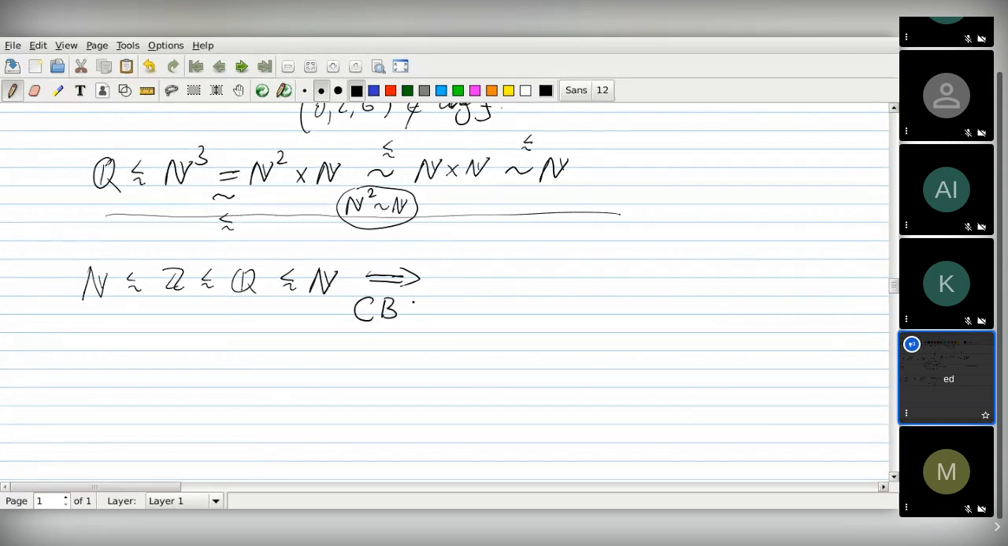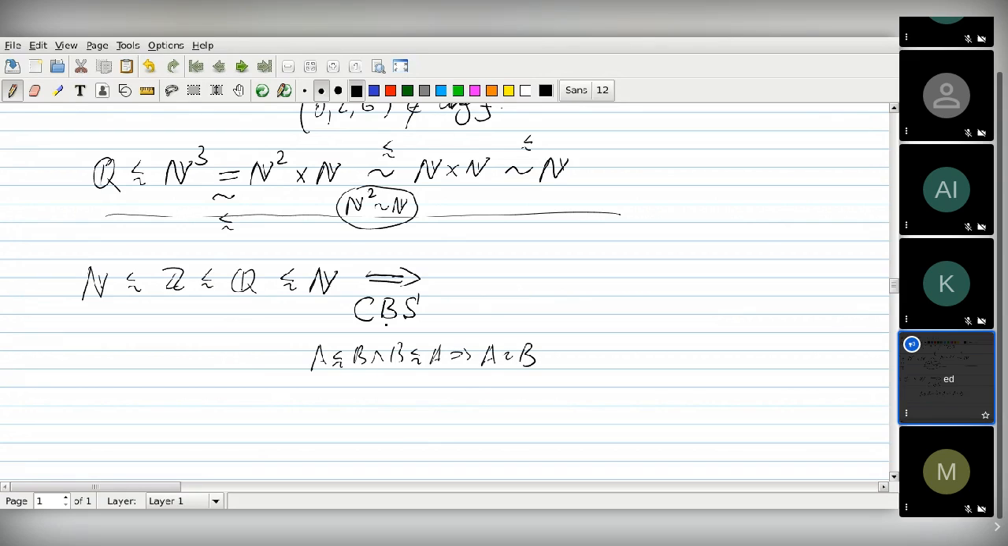What if I apply my CBS theorem that says that if A is embeddable into B and B is embeddable into A, then they are equivalent. Q is embeddable into N, and N is embeddable into Q. That means that Q and N are equivalent. And what about Z? Z is embeddable into N and N is embeddable into Z. So in general, that means that N, Z, and Q are all equivalent. Is it clear? Yes.